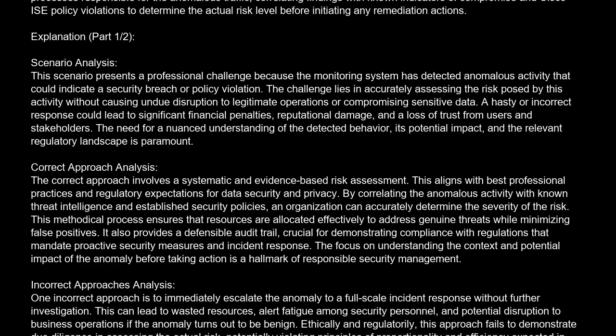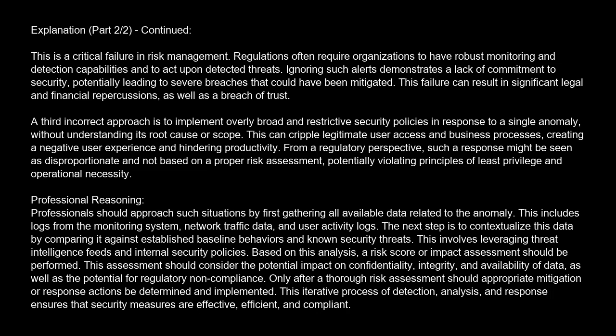Another incorrect approach is to ignore the anomaly, assuming it is a false positive or insignificant. This is a critical failure in risk management. Regulations often require organizations to have robust monitoring and detection capabilities and to act upon detected threats. Ignoring such alerts demonstrates a lack of commitment to security, potentially leading to severe breaches that could have been mitigated. This failure can result in significant legal and financial repercussions, as well as a breach of trust. A third incorrect approach is to implement overly broad and restrictive security policies in response to a single anomaly, without understanding its root cause or scope.